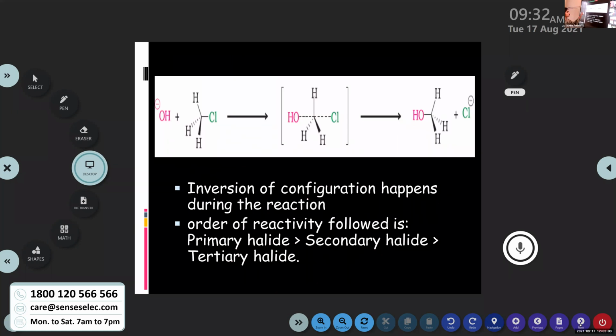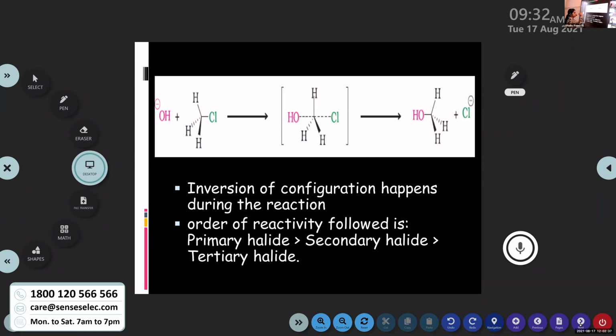Then this is the example for the substitution nucleophilic bimolecular reaction. Here the inversion of configuration happens during the reaction, and the order of reactivity is followed: primary halide is greater than secondary halide, which is greater than tertiary halide. Okay, these are the points that we already discussed in the last class. Then here, about this inversion of configuration, look at this example.